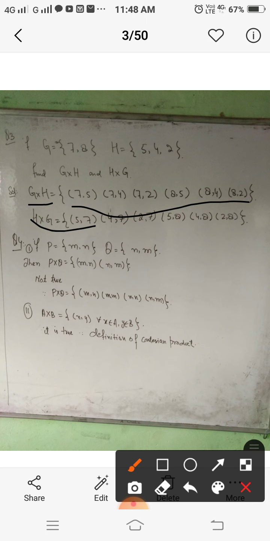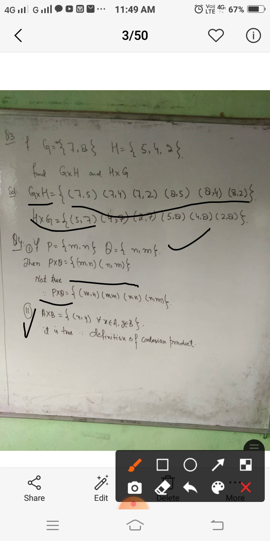Now if P equals {m, n} and Q equals {n, m}, we have two sets, then is it true that P cross Q equals {(m, n), (n, m)}? Since we know that P cross Q is {(m, n), (m, m), (n, m), (n, n)}, because there are two elements in P and two elements in Q, which implies that P cross Q has 4 elements. Now it is given that P cross Q has 2 elements, so clearly it is a false statement.